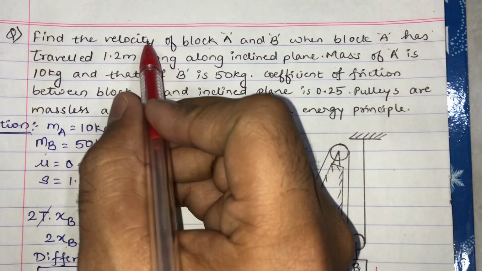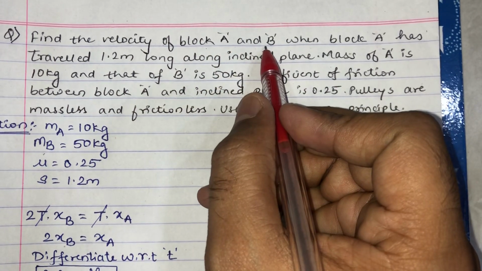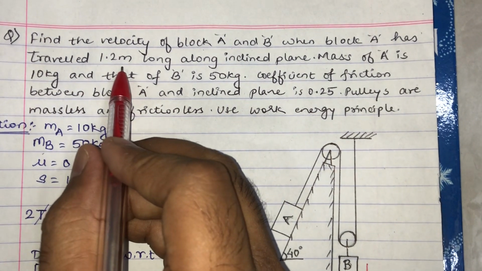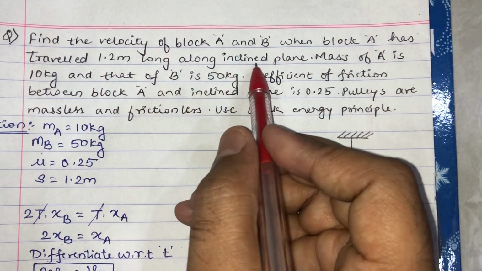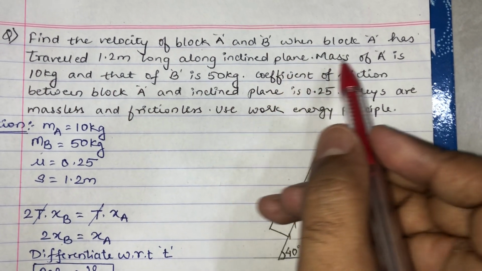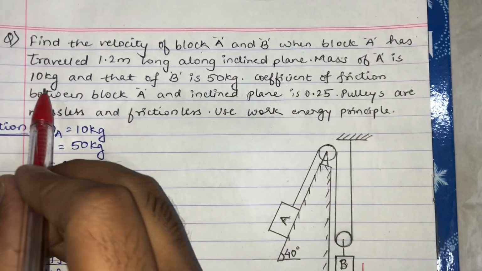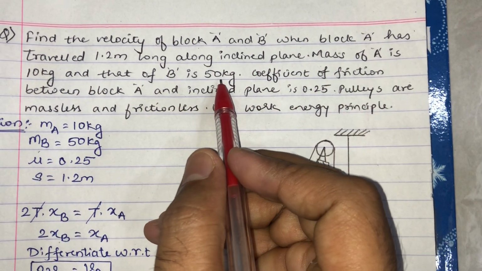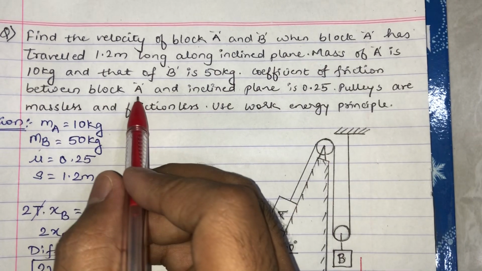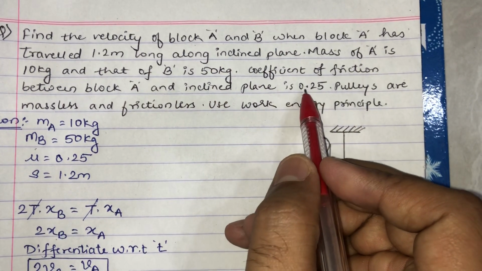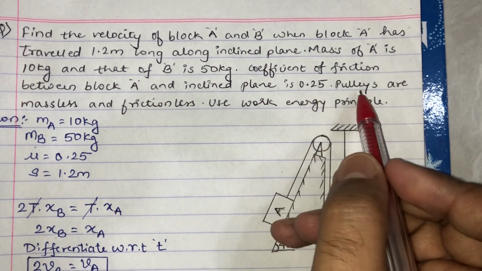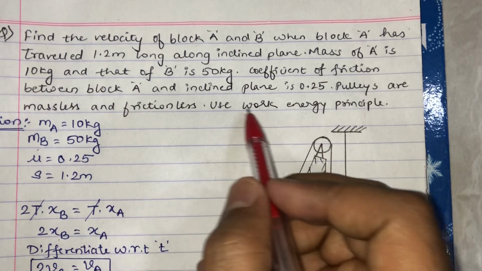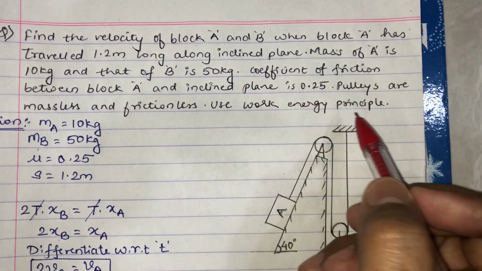Find the velocity of block A and B when block A has traveled 1.2 meter along the inclined plane. The mass of A is 10 kg and the mass of B is 50 kg. The coefficient of friction between block A and the inclined plane is 0.25. Pulleys are massless and frictionless. You have to use the work energy principle and solve the problem.